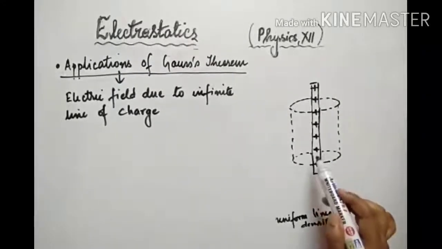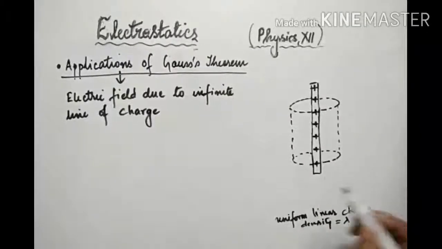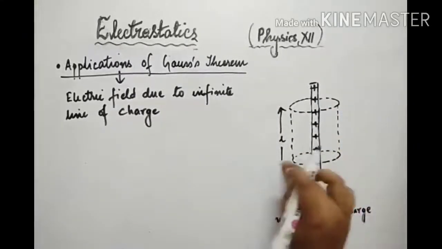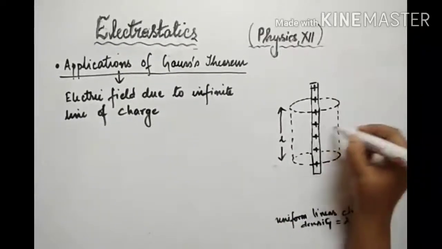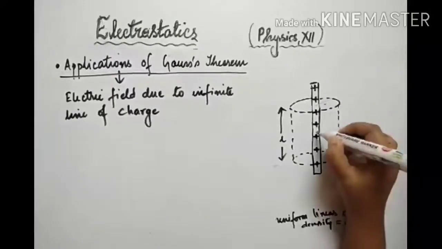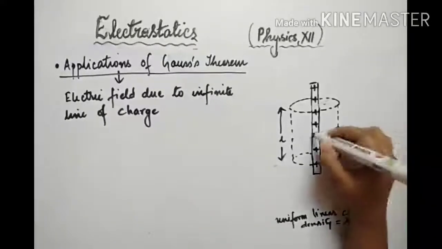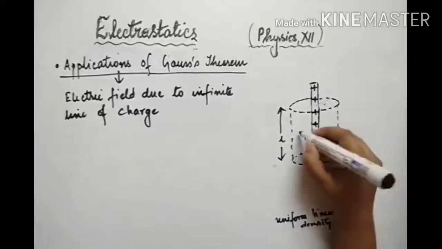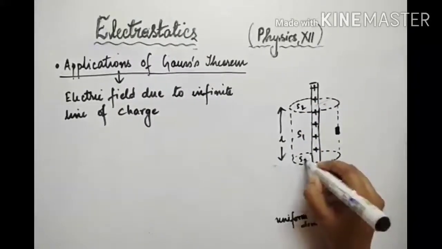So for linear charge density, always remember you have to draw a cylindrical Gaussian surface. It is of length L and it is of radius r. Suppose you have to find out the electric field at a distance r from the linear charge density. And let us name this surface as S1, S2 and S3.